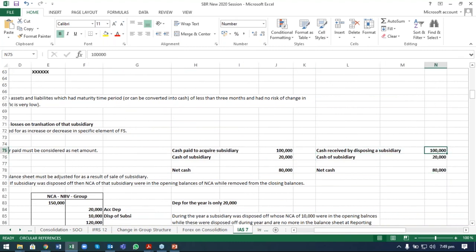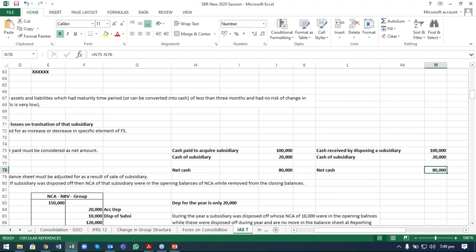If you have disposed of a subsidiary, you'll be looking into cash received by disposing of a subsidiary. So you have effectively gained control over 100,000. Because if you have sold the subsidiary, you have received the cash and gained control over an asset, which is cash, 100,000. But once you are disposing of a subsidiary, the outgoing subsidiary takes the cash along with it, like this 20,000 cash that is within the subsidiary. So you have lost control of 20,000 cash along with the loss of control on a subsidiary, right?